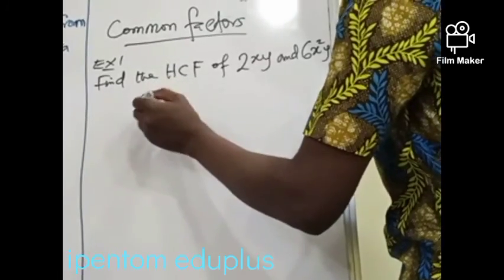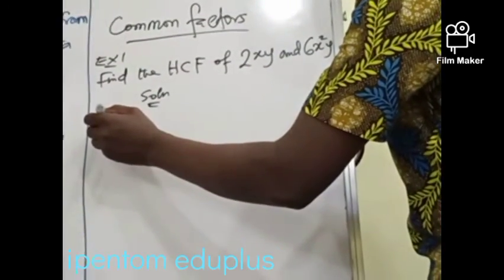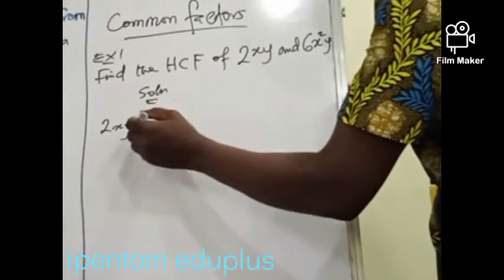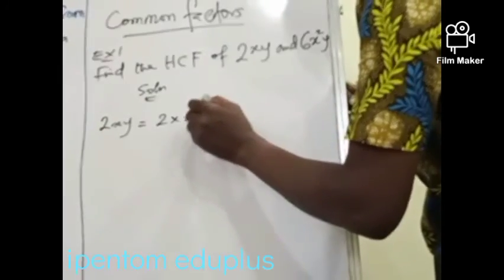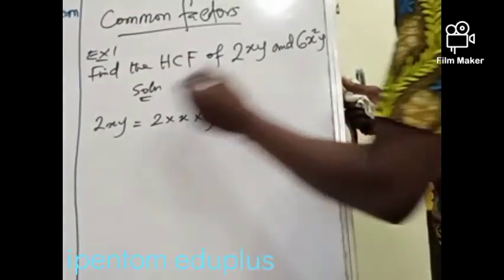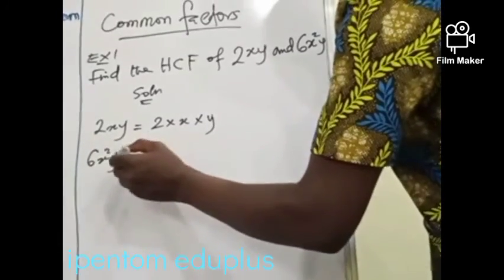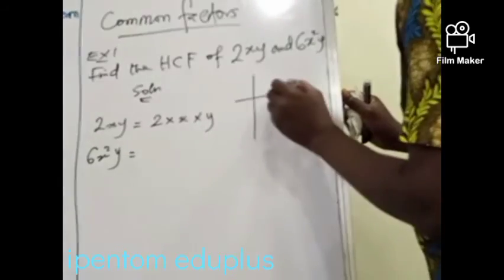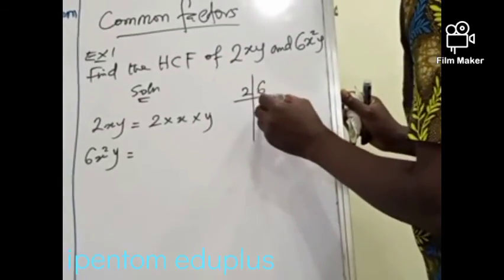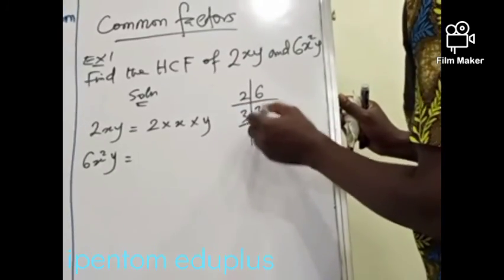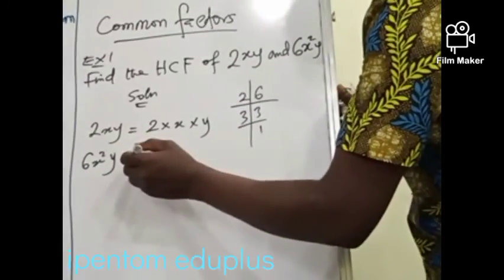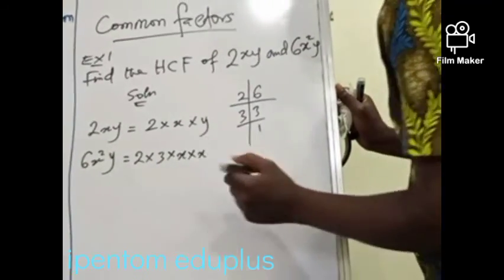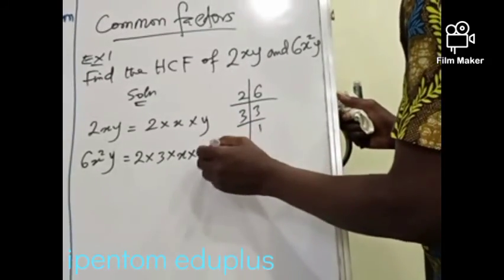To solve a question of this nature is very simple. You break 2xy down, or express it as a product of the prime factors, and that will give you 2 times x times y. Then 6x squared y. If you expand it, 6 breaks down into 2 times 3, then x squared will give us x times x, then times y.